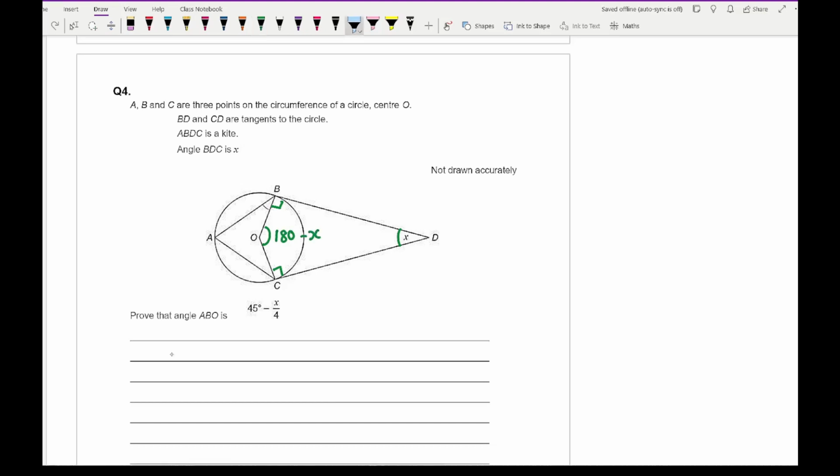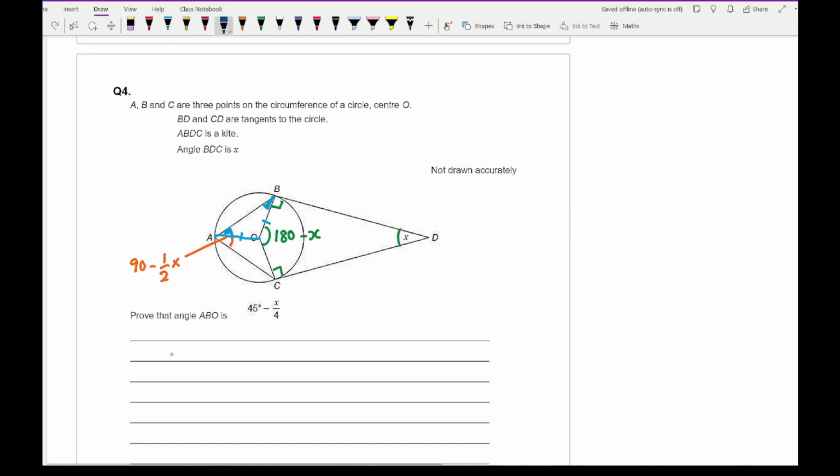Now, because we know it's an arrowhead, we can work out that this angle here is going to be half of this, which is 90 minus a half X. Now, if I turn this arrowhead into two triangles, then we know that this triangle here is an isosceles triangle because AO and OB are radii of a circle, which means that this angle here has got to be the same as this angle here.